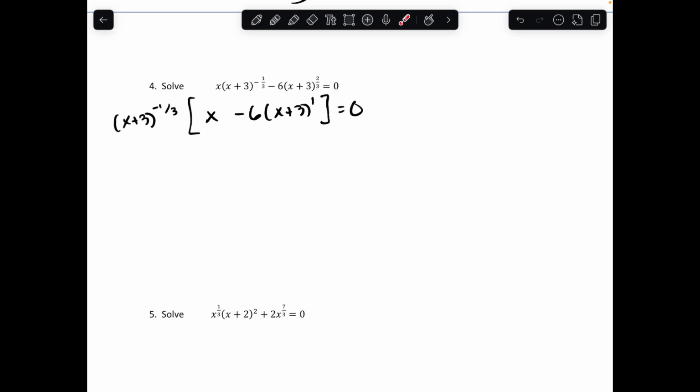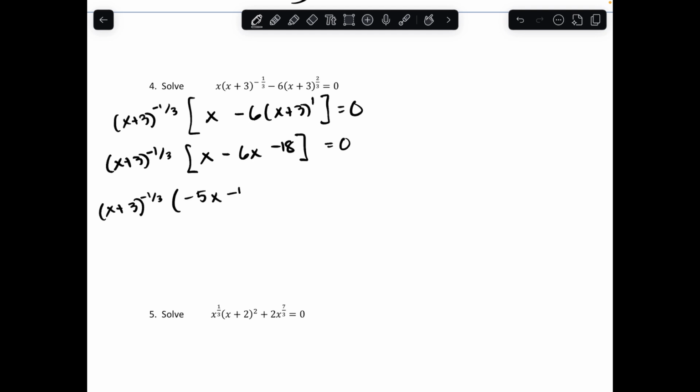So from here, we can go ahead and just distribute this negative 6 to both of these pieces here. And so we're going to get x plus 3 to the negative 1/3 power times x minus 6x minus 18. And this whole thing's equal to 0. We can go ahead and combine like terms. So we're going to have x plus 3 to the negative 1/3 power, and then times x minus 6x, which is negative 5x minus 18, is equal to 0.